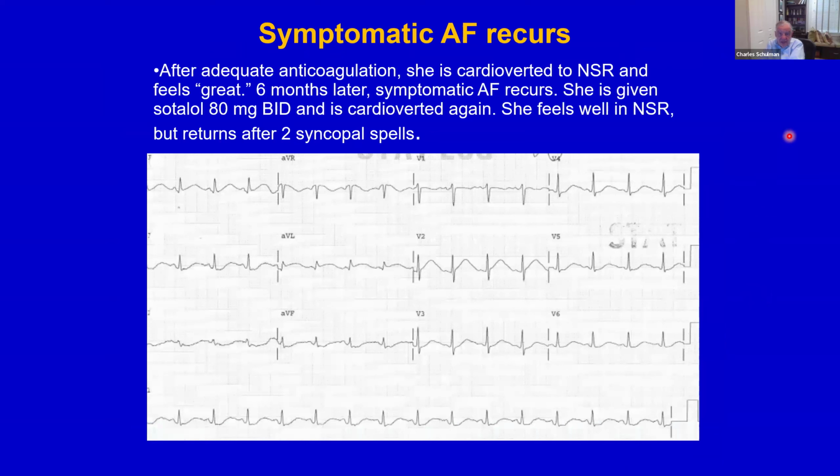So she's anticoagulated, and then she's cardioverted to normal sinus rhythm, and she feels great. 6 months later, symptomatic atrial fibrillation recurs, and she is given sotalol, 80 milligrams twice a day, and converted again. She feels well again in sinus rhythm, but returns after 2 syncopal episodes. So this is her cardiogram. It's a regular rhythm with sinus P waves. So the sinus rhythm, what do you notice about this?